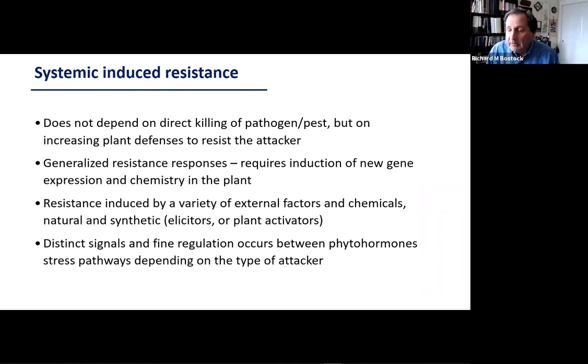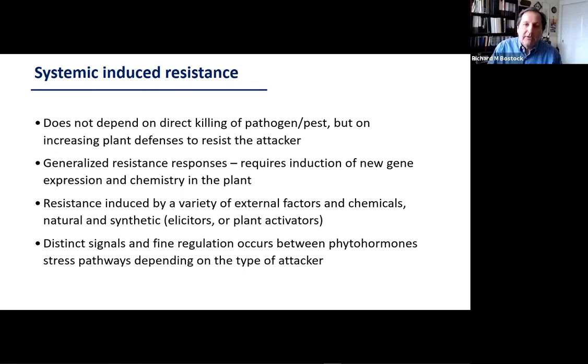chemistry. Some of these we used to call elicitors. Now we tend to call them plant activators, at least commercially. And you're probably aware of some of these, and I'll talk about some of these later on in my presentation.